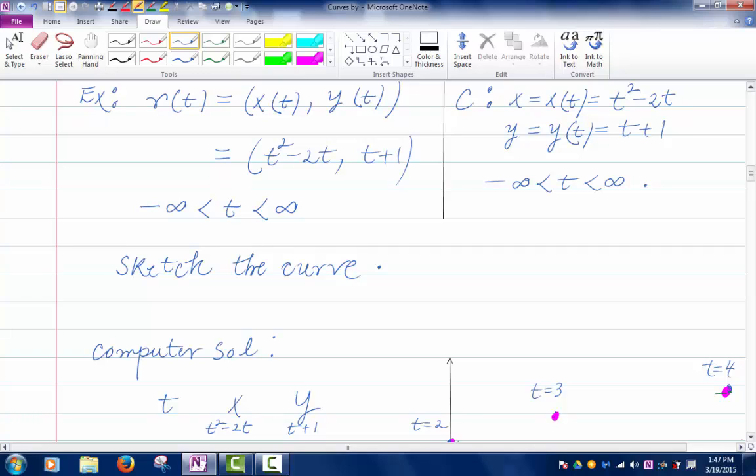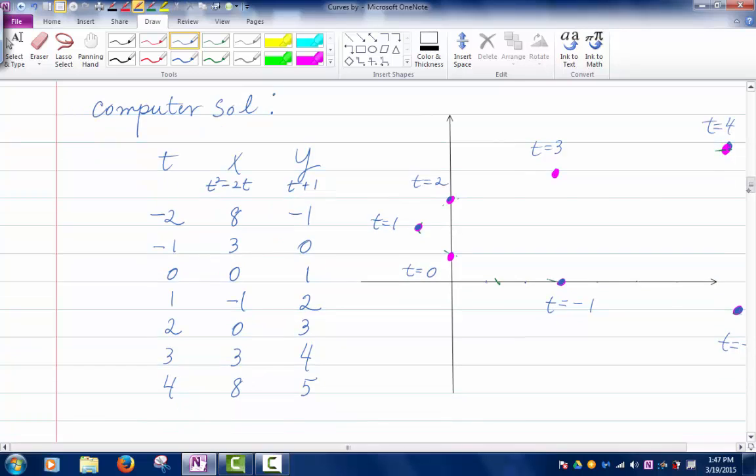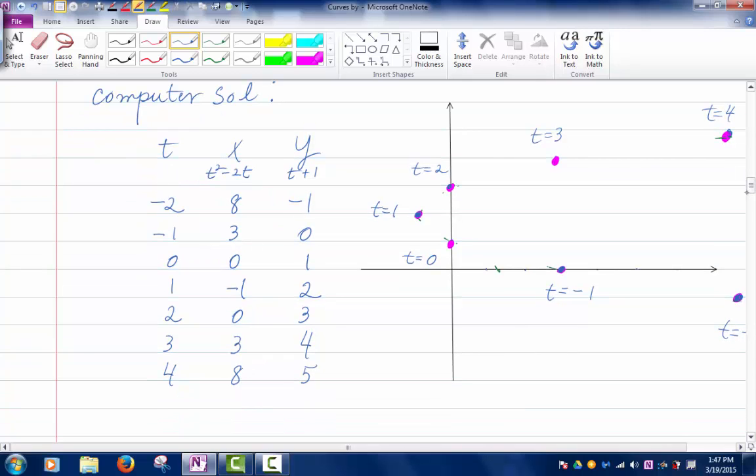Well, first of all, let's try to think about how a computer will do it. So how will a computer come up with the plot? Well, the computer will do the following, right? Basically it's going to pick certain values for t, maybe 100 values of t or 1,000 values of t, right? And then it's going to compute corresponding values of x and y.